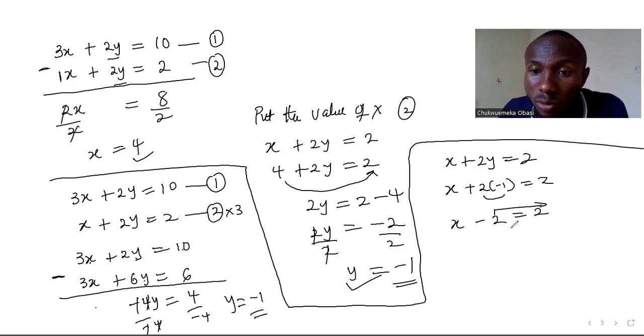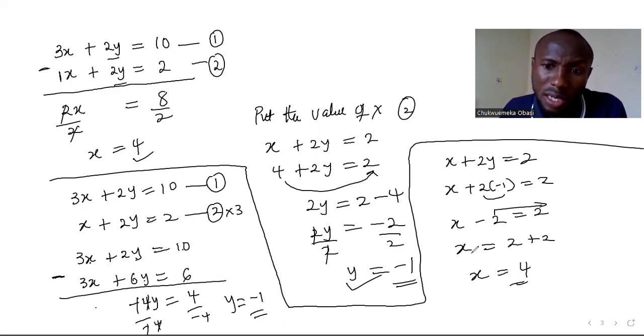And take this guy to this side. So you've got x equal to 2 plus 2. You know it is negative here. When it goes over, it becomes positive. So definitely x will be equal to 4. And that's what we have here. So you see it works. Elimination method is one of the easiest problems to solve in mathematics. Yes. And I believe you're learning something from this video. So let us go to the next question.